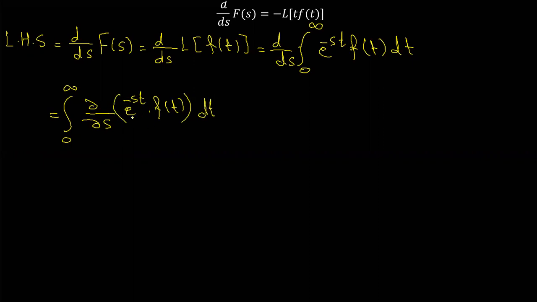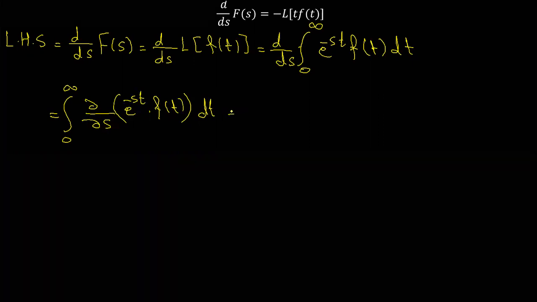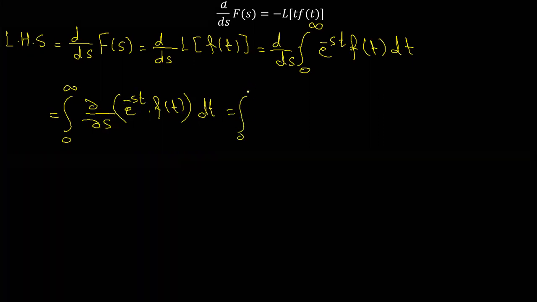I need to differentiate this function, times dt. Now don't forget your differentiation is with respect to s, so this f of t can be considered a constant because there is no s in it. So leave f of t. How do we differentiate e to the negative st with respect to s? It's very easy: multiply by the coefficient of s. So equal integral from 0 to infinity.